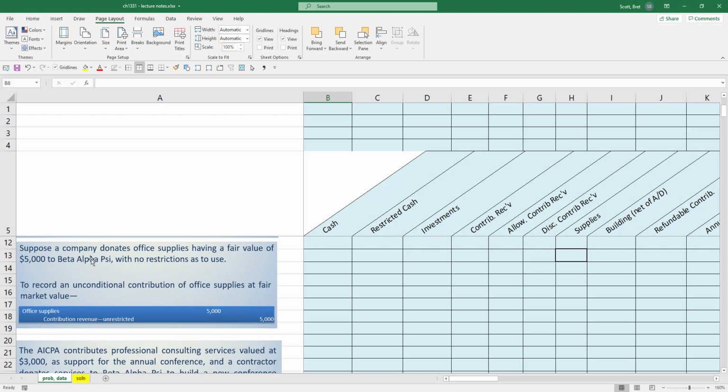Suppose a company, let's just say Amazon, or Nordstrom, Starbucks, whatever, somebody from a corporation, which generally gets tax deductibility for any contributions to a 501(c)(3), donates certain office supplies, in this case actual physical assets, to the corporation. What do they record in this case? Well, let's go ahead and debit supplies or office supplies for $5,000.